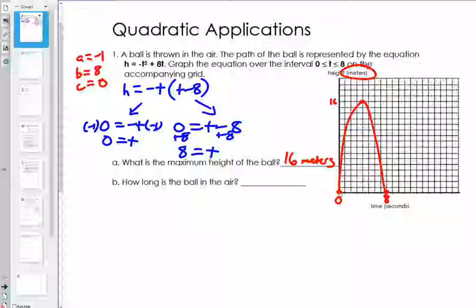But then now they want to know how long the ball is in the air. So from the time it was launched to the time it came back, how much time passed? Yeah, this one's 8 seconds.